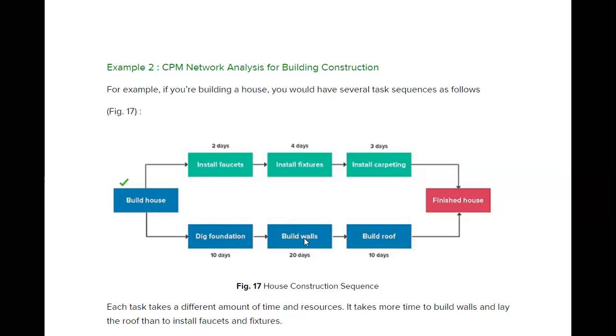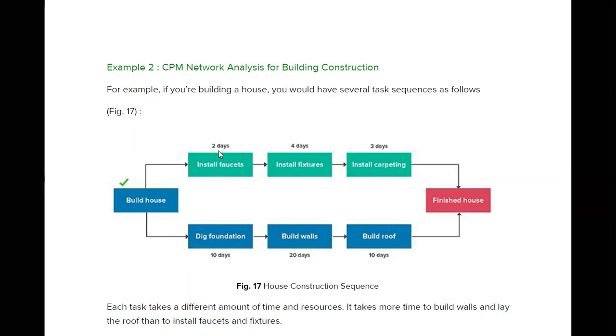So if two sequences are there, one sequence is digging the foundation, building the walls, and building the roof. And another sequence is to install the fixtures, install the carpentry, painting, and all. So this is one. But what is our main objective? The main objective here is to find out which one is the critical path. So if you see this diagram, the critical path is the path where we are going to get the maximum duration, or the sequence which is going to take the most of the time in your construction project.